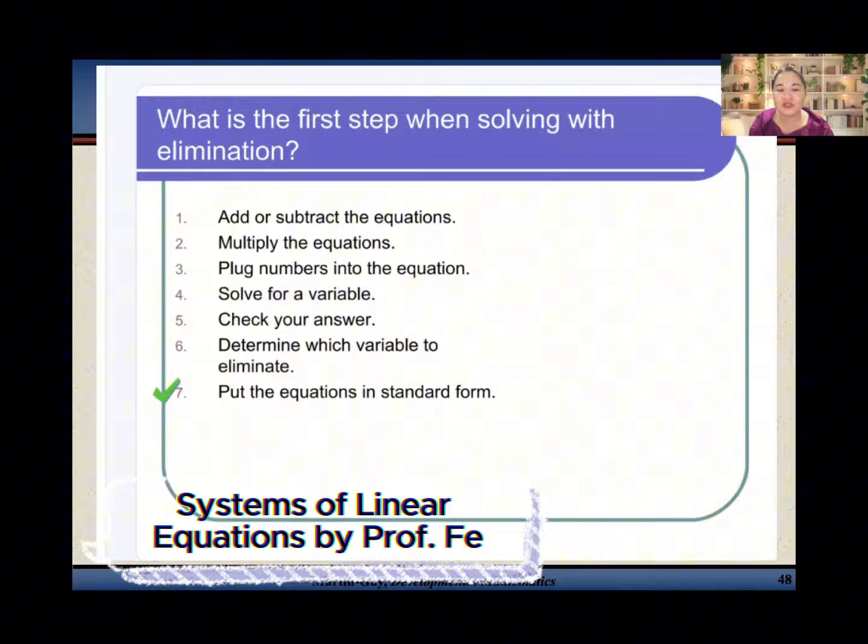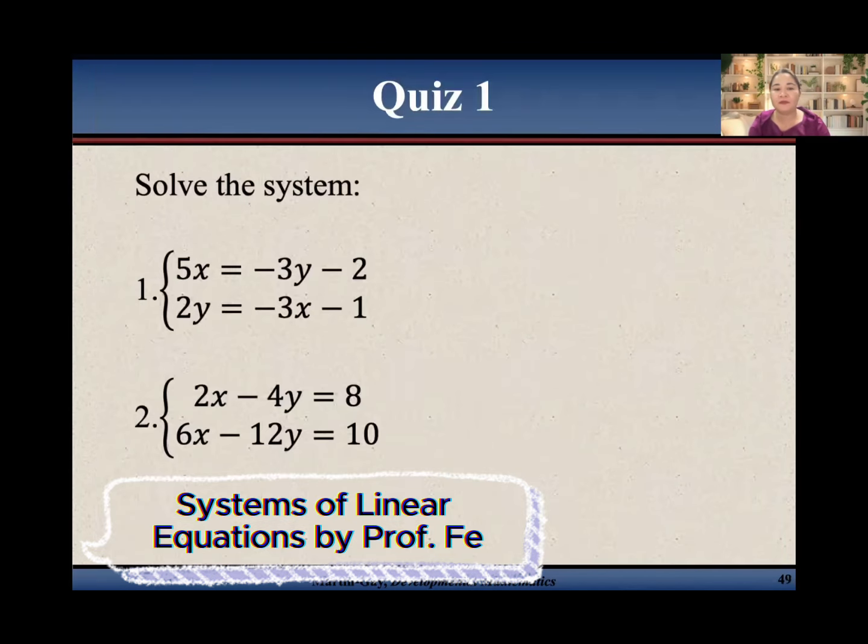So these are the steps in solving by the elimination method. Add or subtract the equations, multiply the equation, substitute back or plug numbers into the equation, solve for the variable, check your answer, determine which variable to eliminate, and put the equation in standard form. Okay, and then you can answer this assignment. Solve the system. You can use the elimination method, you can use graphing, or you can use substitution.